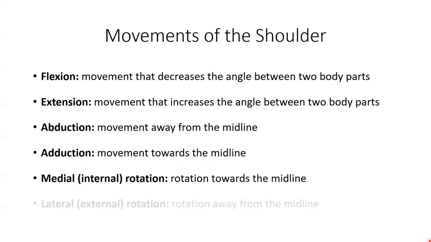Medial or internal rotation is rotation towards the midline along the long axis of the arm. So if you're starting in the anatomical position, think about rotating your palms inward to face posteriorly. Lateral or external rotation is rotation away from the midline. So if you start with your palms facing behind you, you are rotating them laterally or externally so that they're facing the front again.